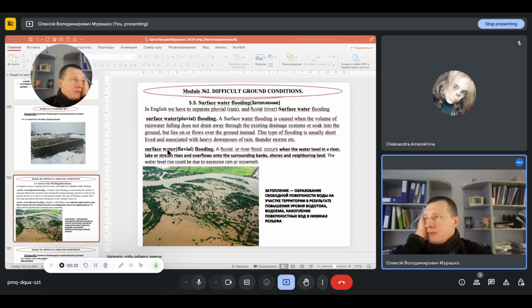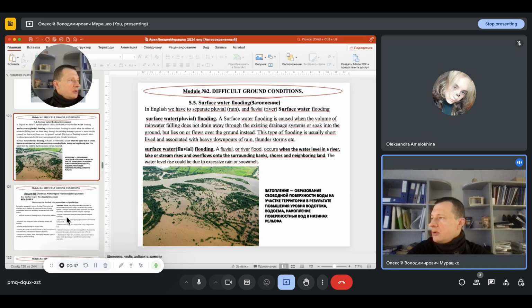And we also have fluvial flooding, which is the other type. The main difference lies in the following: the water level of a river, lake or stream rises and overflows onto the surrounding banks, shores or neighboring land. And here is a photo of the fluvial variant of surface water flooding.